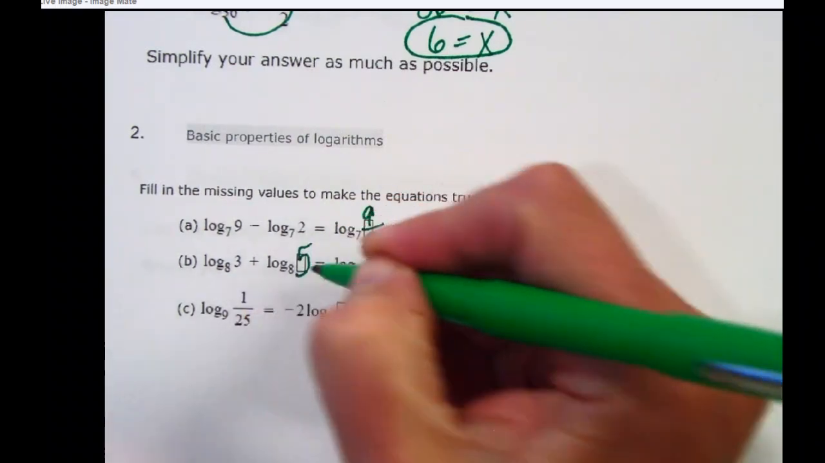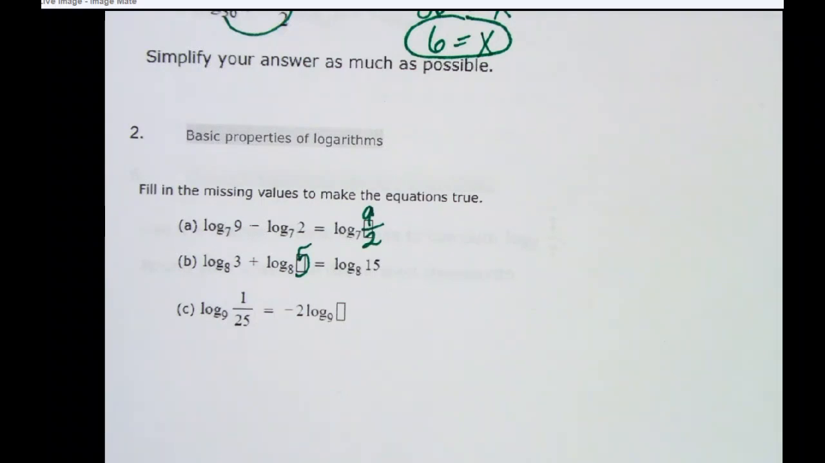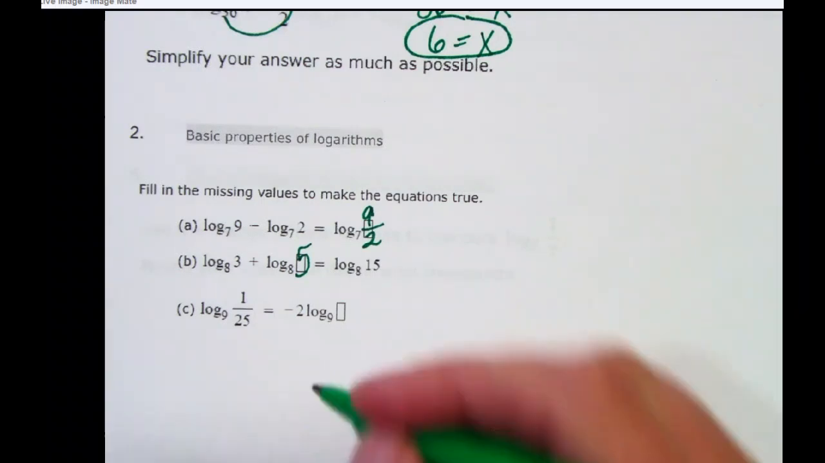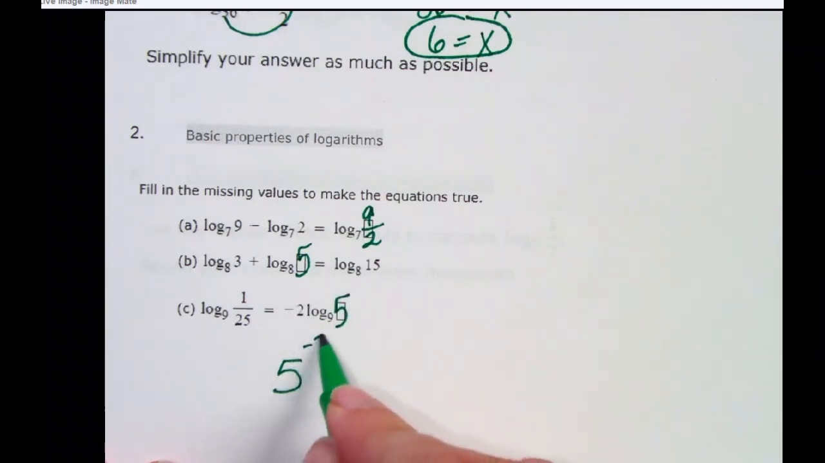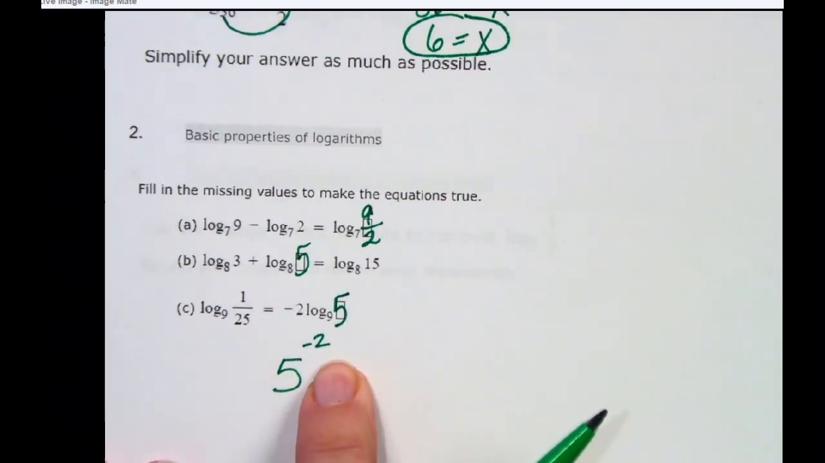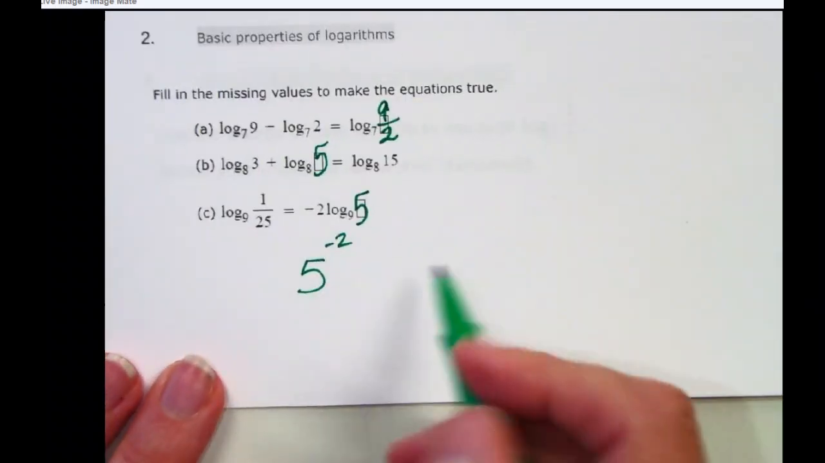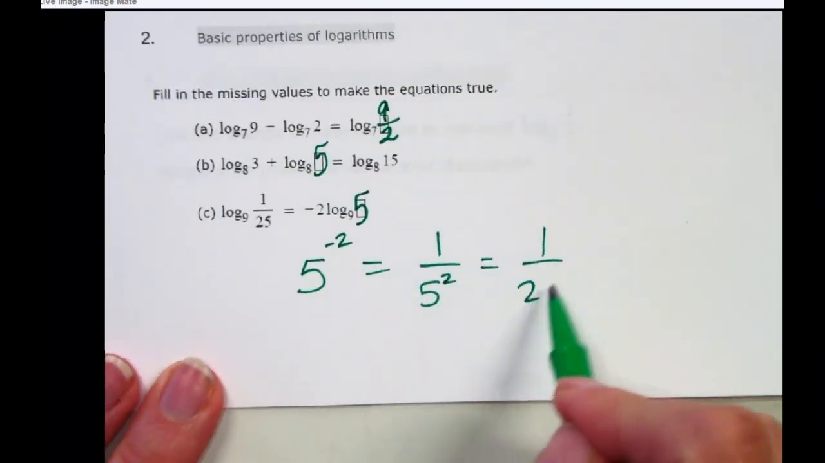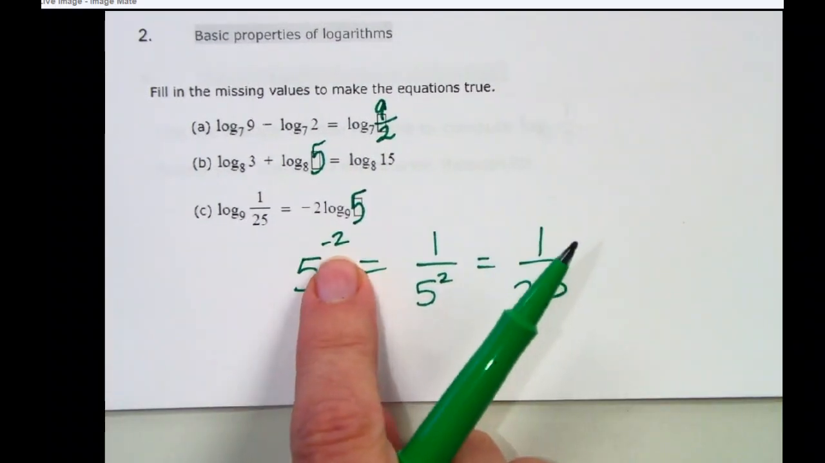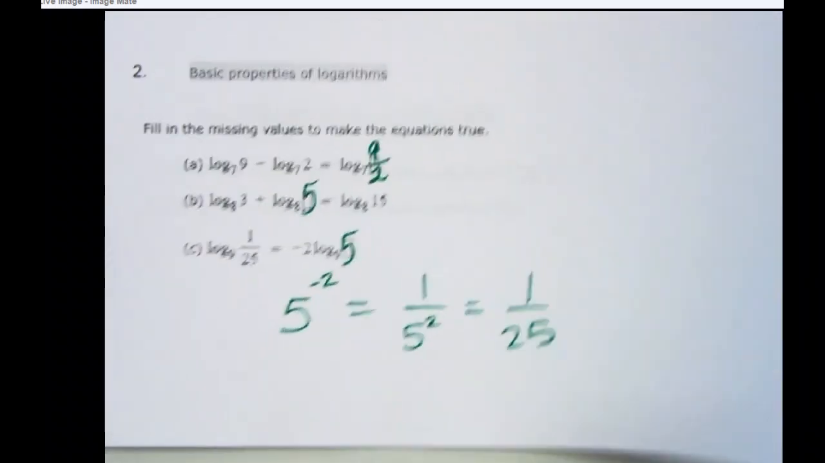5. Ooh, and what do they want on this one? Tell me why. So you did a little reasoning there. You said if I did 5 raised to the -2, how do I fix a negative exponent? So that's just 1/5 squared, which is 1/25. So remember, negative exponents give you fractions. All right.